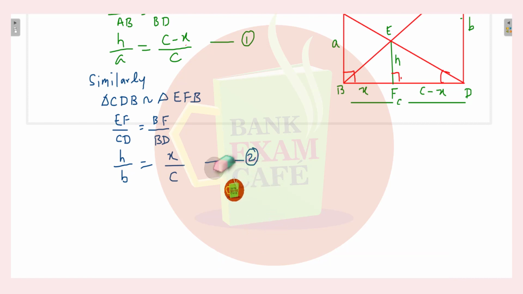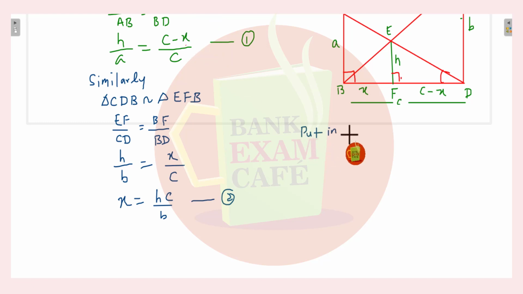And instead of giving this equation as equation number 2, solve this further. Find the value of X, that X is equal to cross multiply H into C, that will be HC upon B. Now let this be equation number 2. Now put this value of X as HC upon B here in the equation number 1.